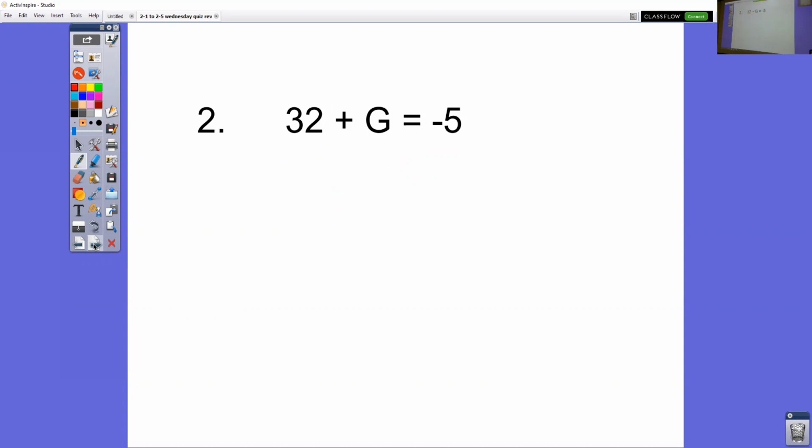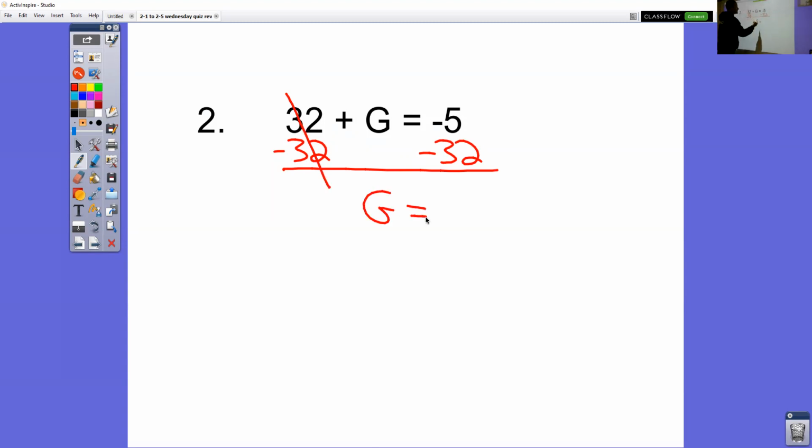In question number 2, 32 plus g equals negative 5. Go ahead and pause the video now and try this problem. In this question, you want to try and get the g all by itself, so you need to get rid of this 32. We get rid of the positive 32 by doing minus 32 and minus 32. These 32s cancel out. Bring down your g, bring down your equal sign. Negative 5 minus 32 gives you negative 37.